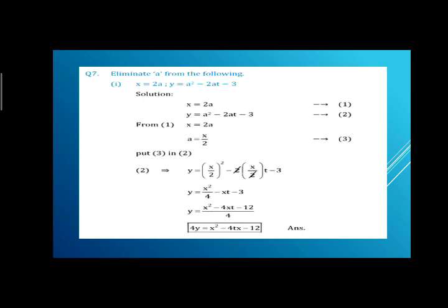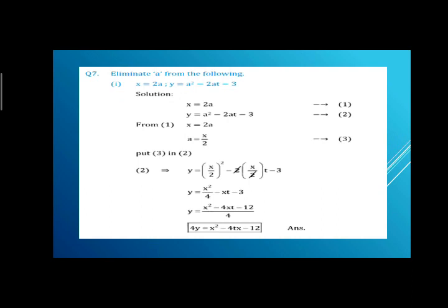Now put this value in equation number 2, then it becomes (x by 2) whole square minus 2 into x by 2 into t minus 3. After squaring (x by 2) whole square, it becomes x square by 4 minus x into t, xt, then minus 3. Now we just take the LCM between all of these three terms, and the LCM is 4, and then we further simplify.